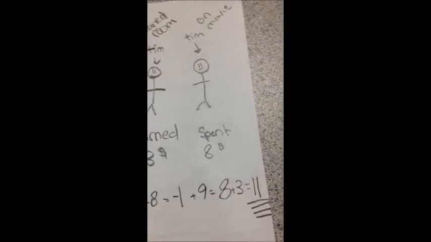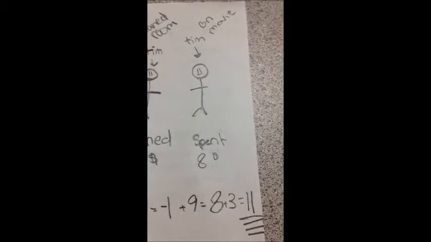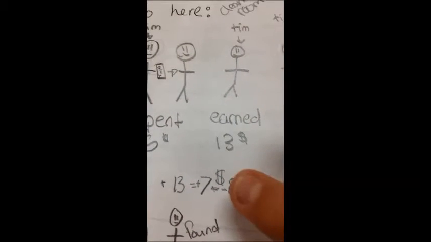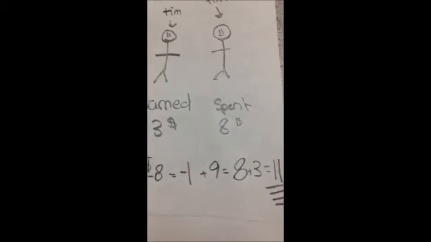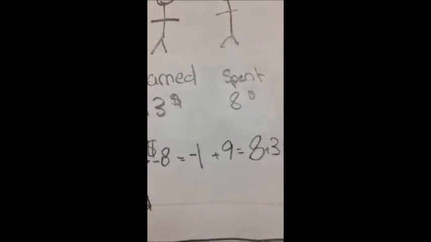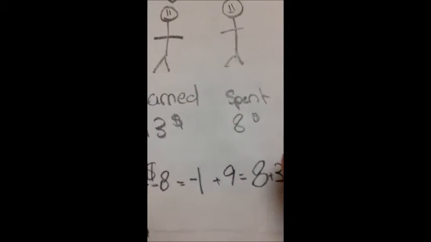And now, Tim went with his friends to go see the new Jurassic World and spent $8. Spending $8 from the 7 you already have gets you to negative 1. Now, since Tim came home with his report card and got an A on his math, he acquired $9. So negative 1 plus 9 equals 8, right there.